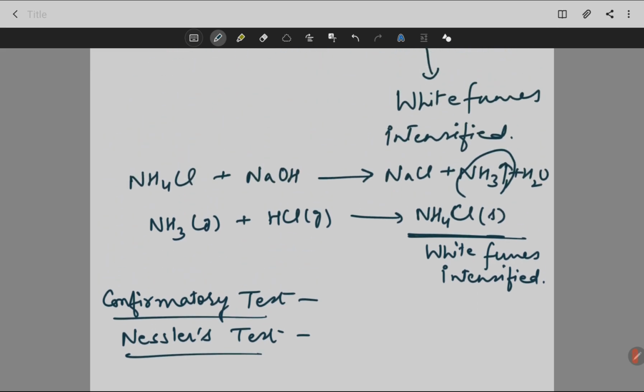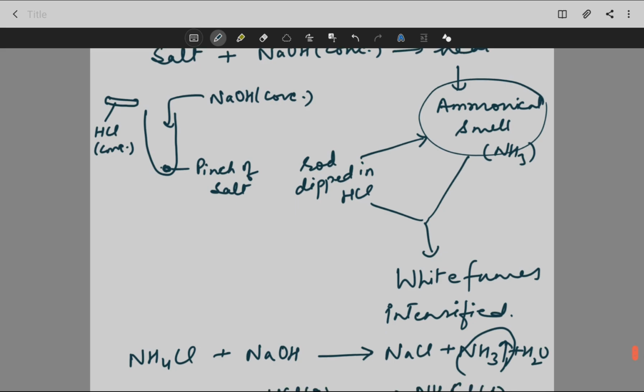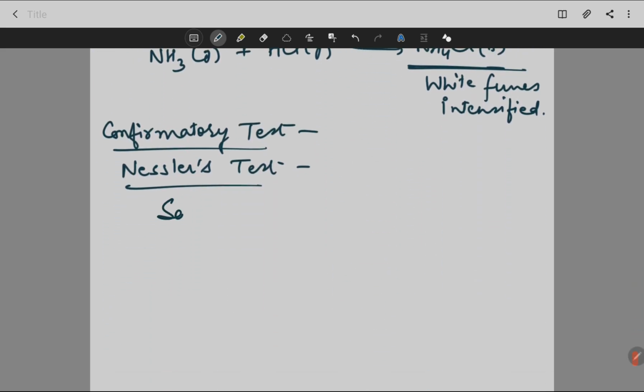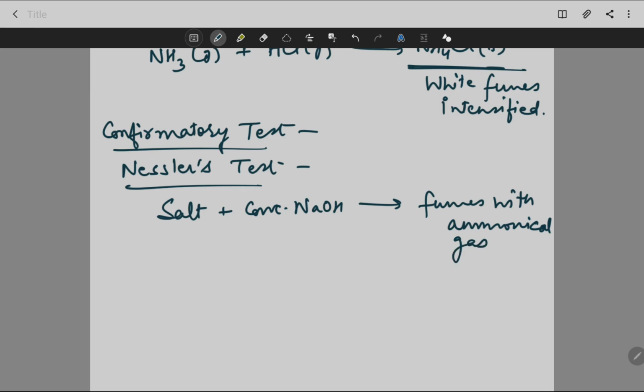Whatever the ammonical smell or the fumes, like we took a pinch of salt, to this we added concentrated NaOH, we get fumes with ammonical smell. Why are these fumes due to? This is because of the ammonia gas present, right?